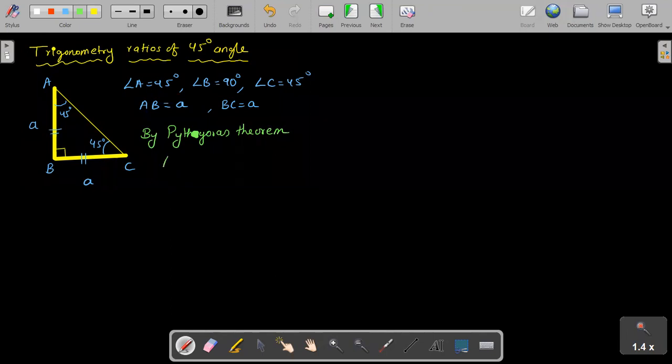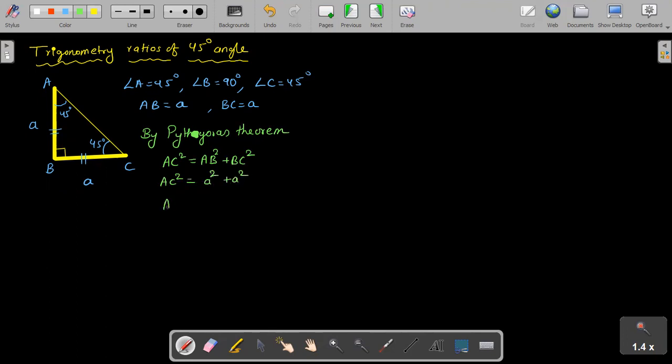Okay. So AC square equals AB square plus BC square. AC square we have to find out. AB value is a, so this is a square, this is a square. This gives us 2a square. And since it is AC square, I have to find AC, so I will put square root for both.